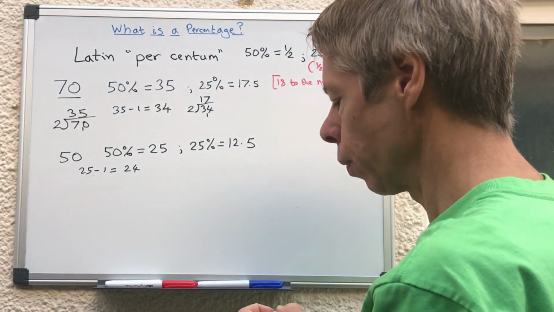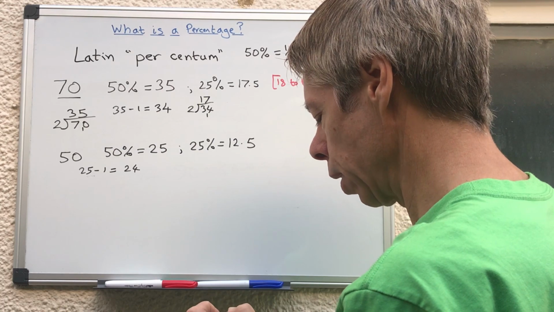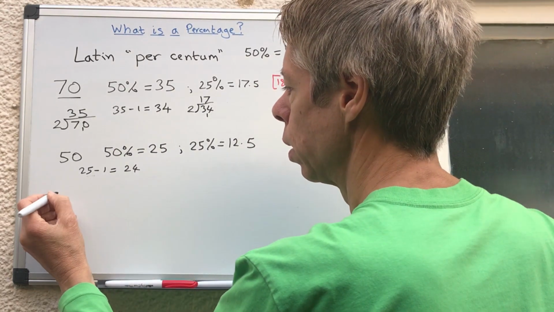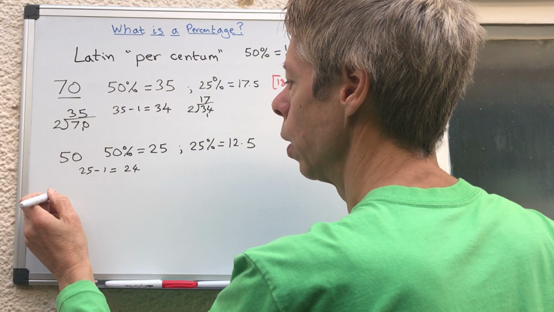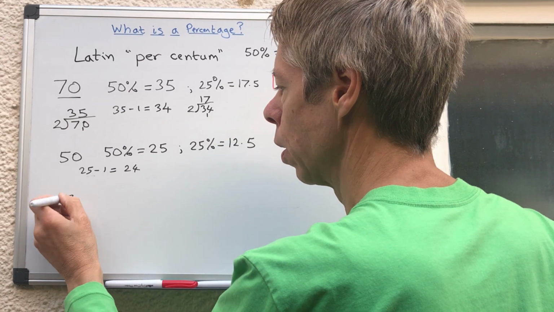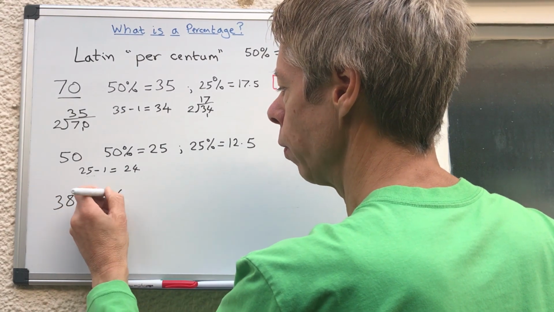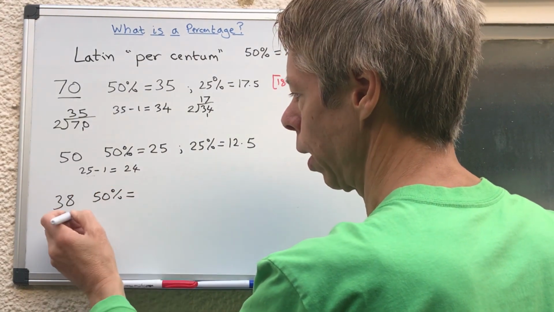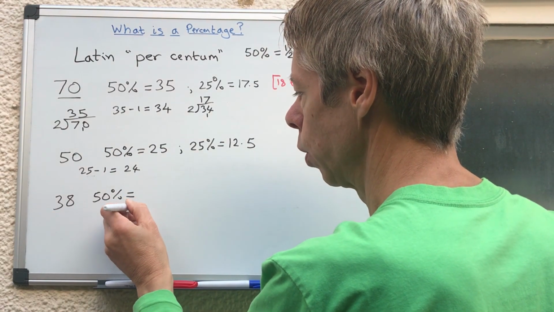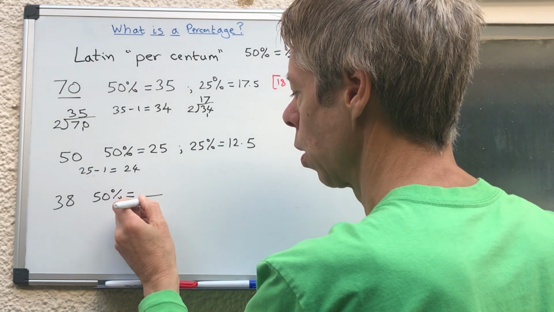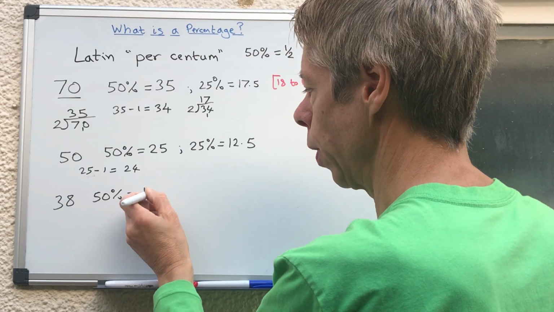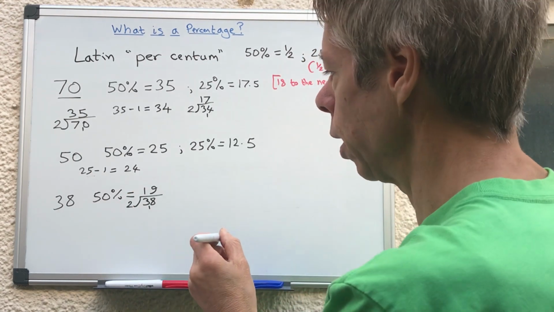Right, let's do 2 more of these and then I think it'll be time for the quiz. Okay, so let's do 38. 50% of 38. You may not know what that is, so let's just do a quick bus stop. 2's into 3 is 1, remainder 1. 2's into 18 is 9. So the answer is going to be 19.